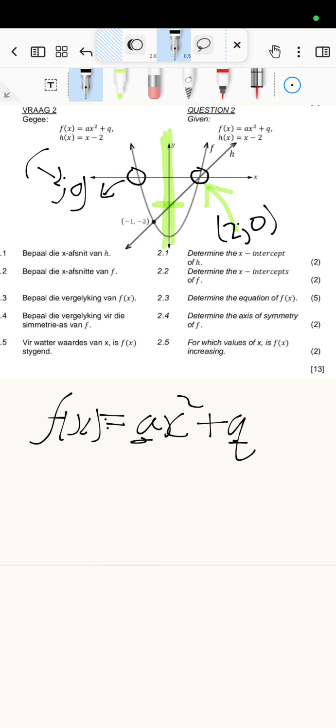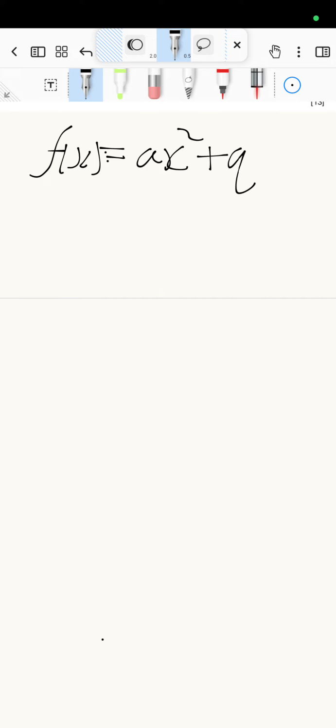Okay, so right now you don't have any of that information. You don't know what a is, you don't know what q is. If you did know your y-intercept, then you would have your q value. But we don't have that, so there has to be a different way for us to find this. There is another equation that you should know off by heart, which is another way to represent your parabola, your quadratic function, and it's with this equation.